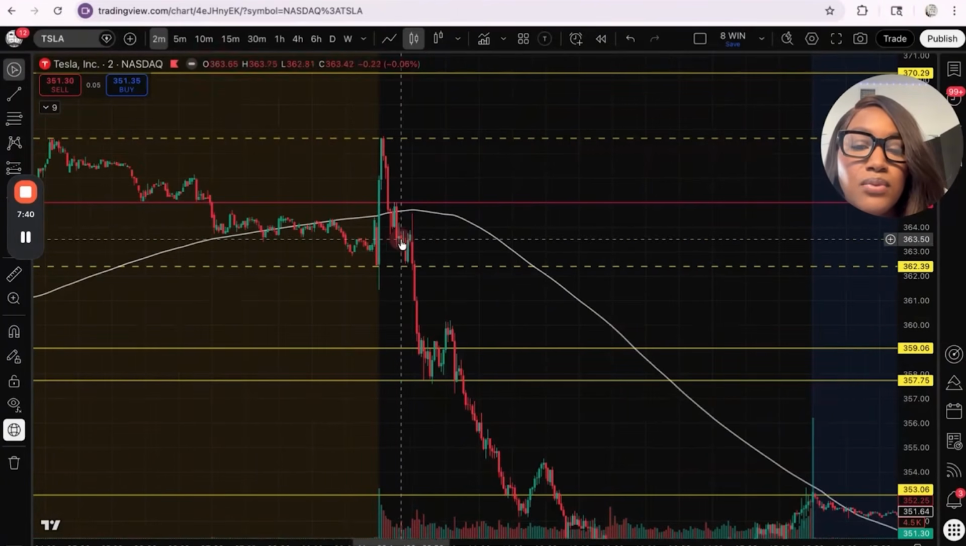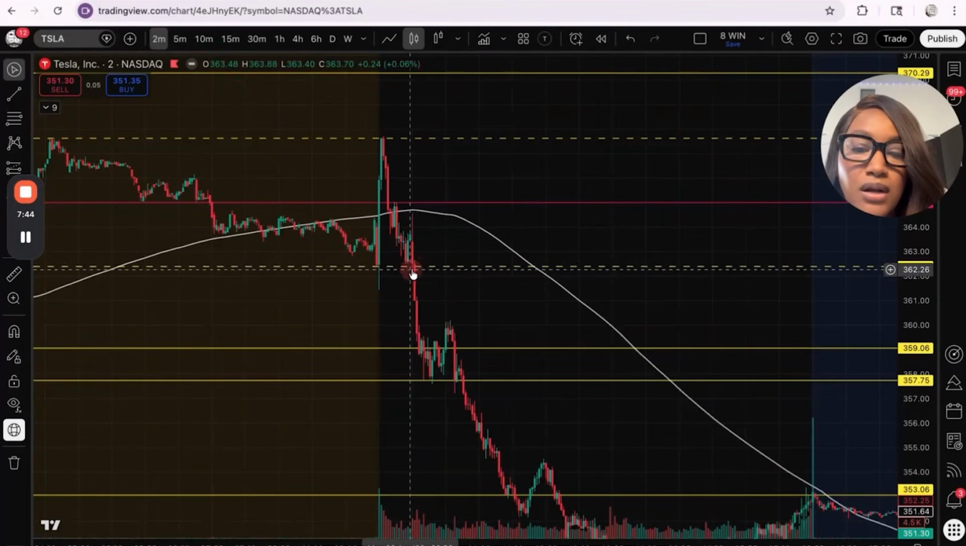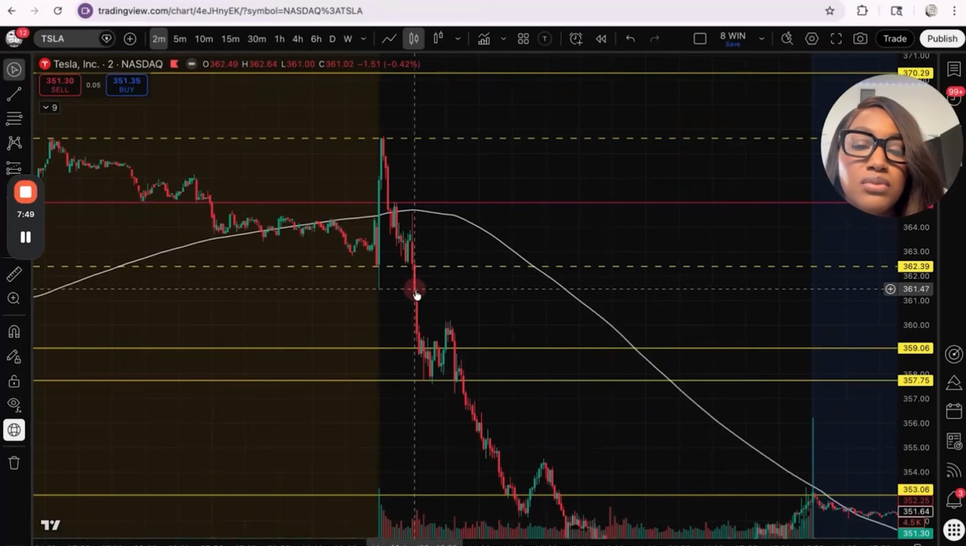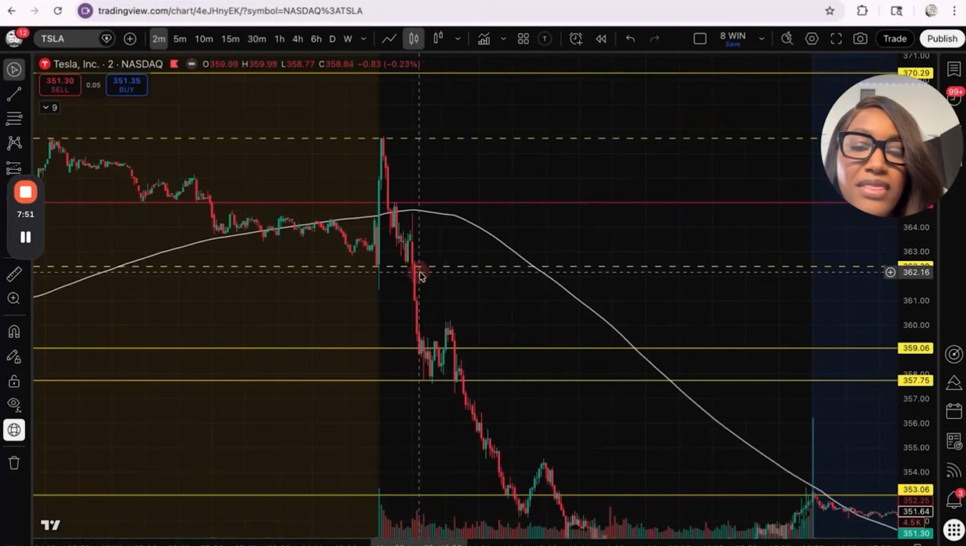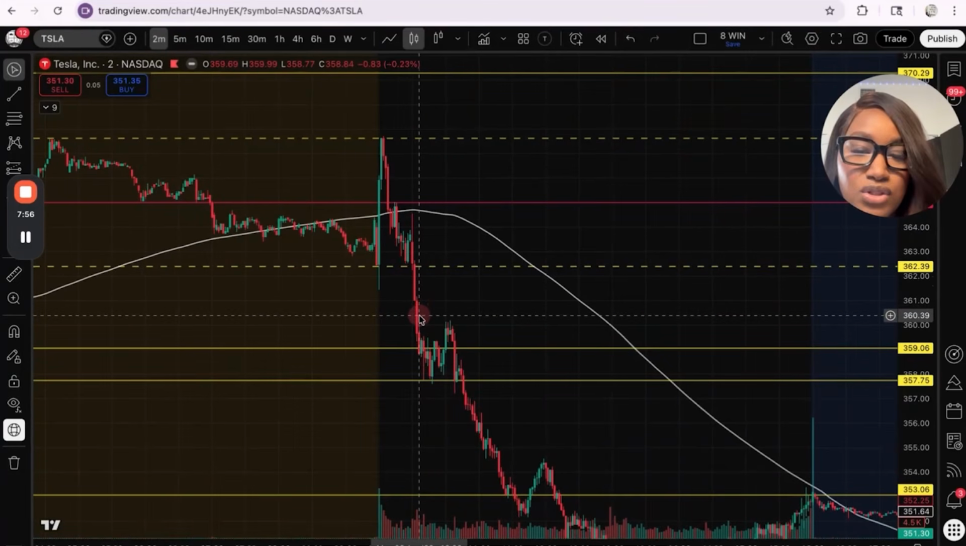So we did get a break of the pre-market low here. Wonderful. Is that my entry? No, not at all. What we want to see is that price is able to not only break, but hold below that level, right? To show us that, hey, we are indeed in a downtrend, okay?